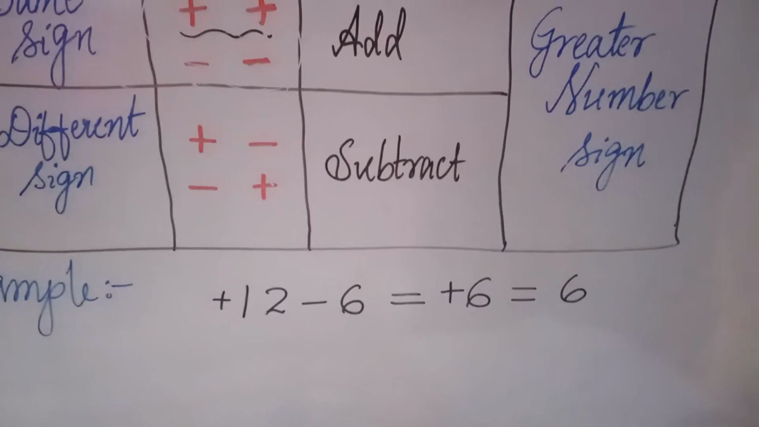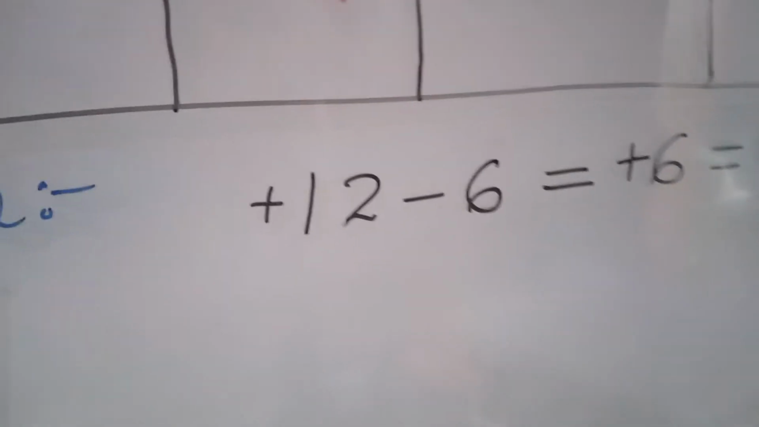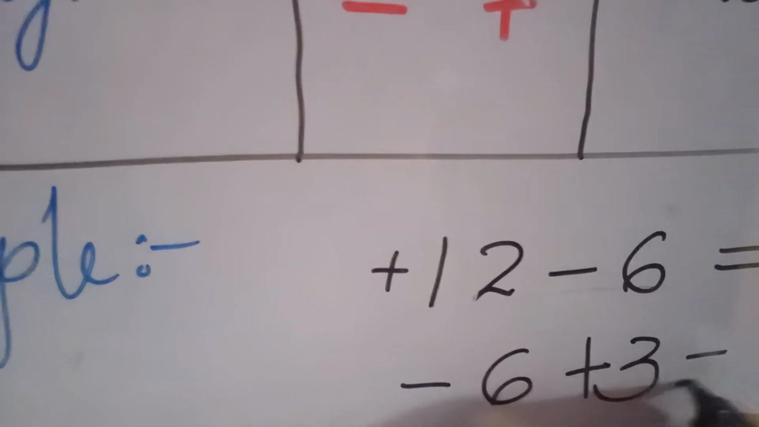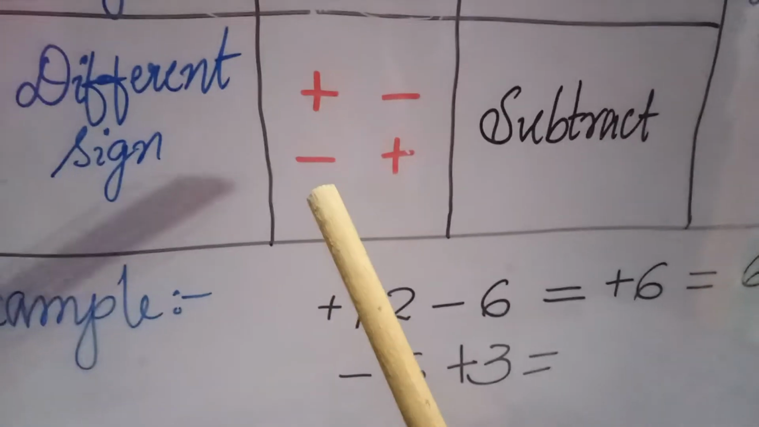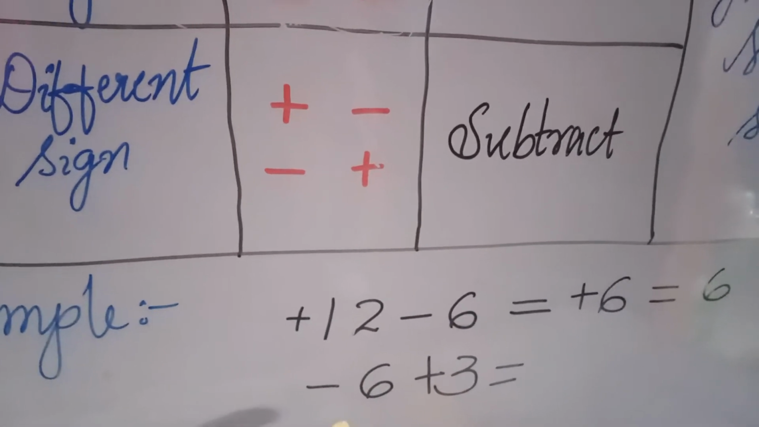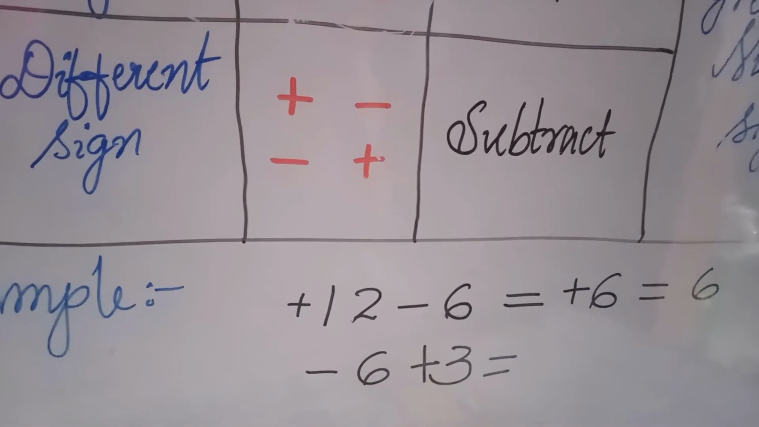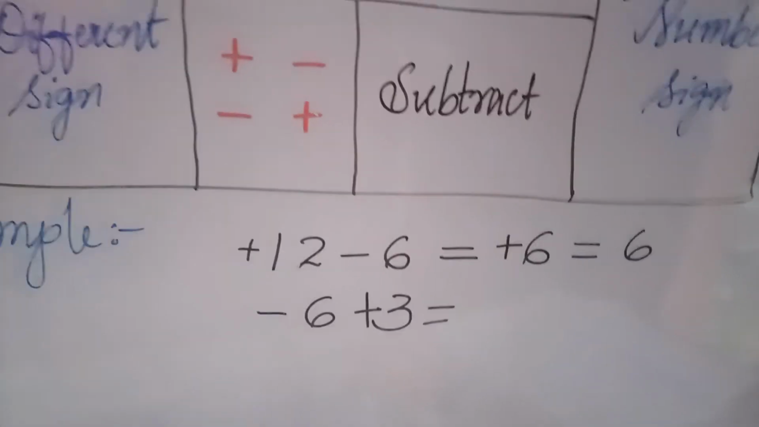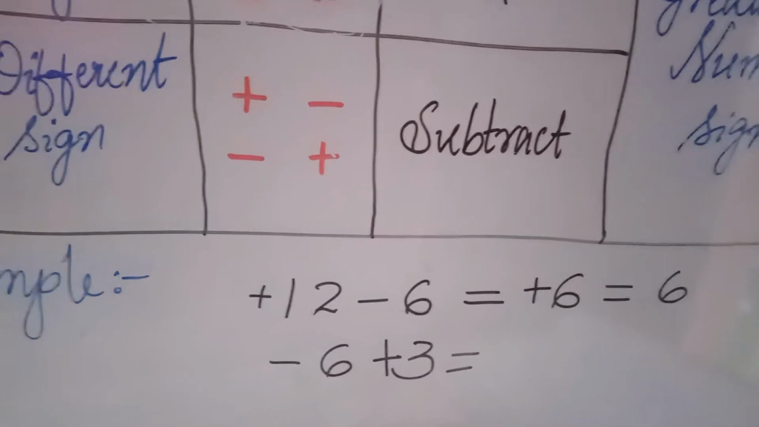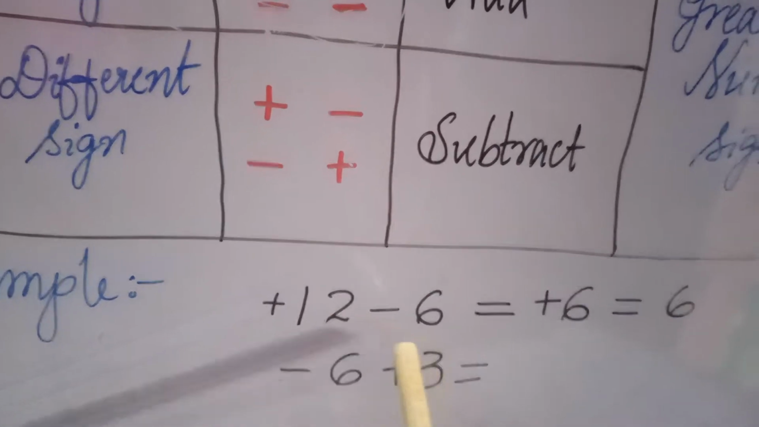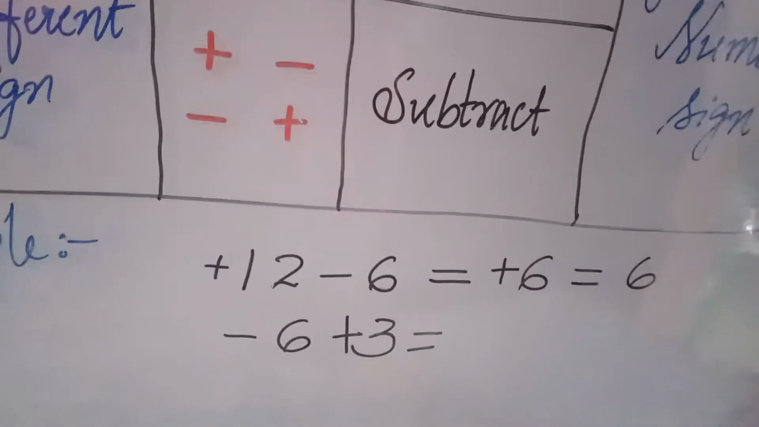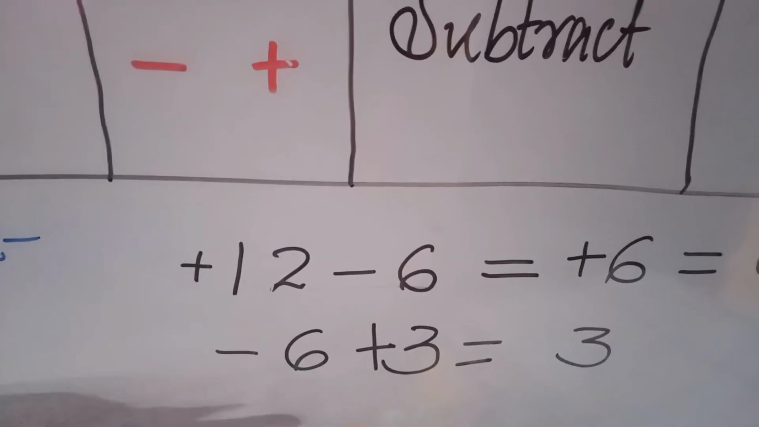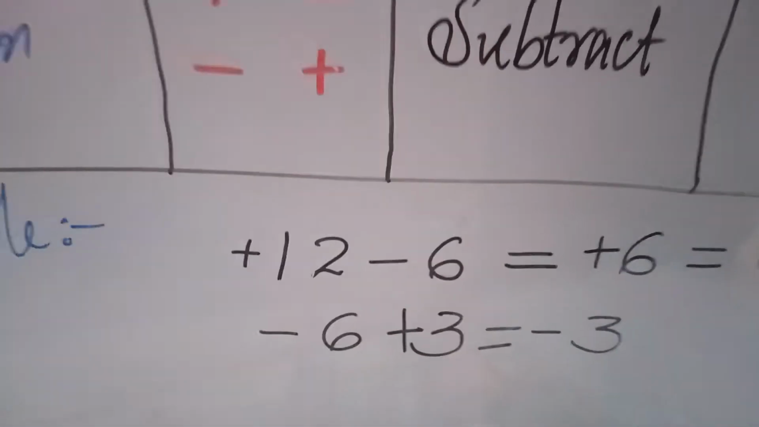One more problem I will show you all. For example, if you have minus 6 plus 3, what are you supposed to do? See here, this rule: minus and plus. Now 6 has a negative sign and 3 has a positive sign. When you have this, again we are going to subtract and give the greater number's sign. Because there are two different signs, do the difference and give the greater number's sign. Now 6 minus 3 is 3, and 6 is greater than 3, so you are going to give the minus sign. The greater number's sign should be given.